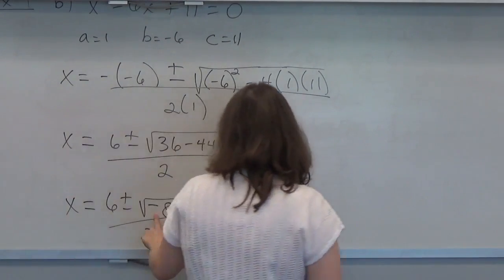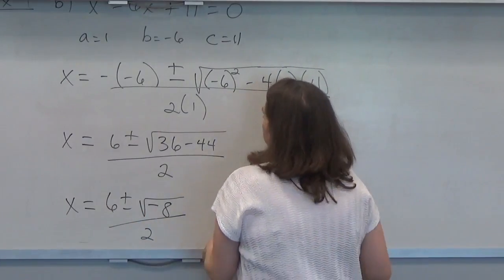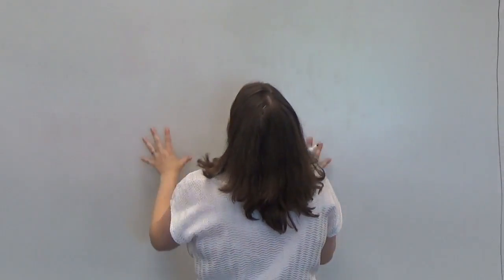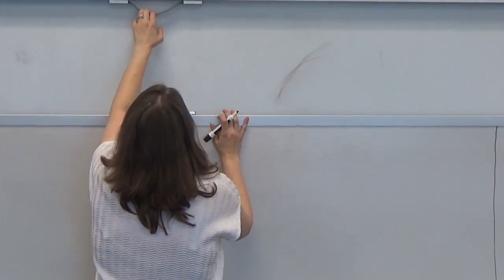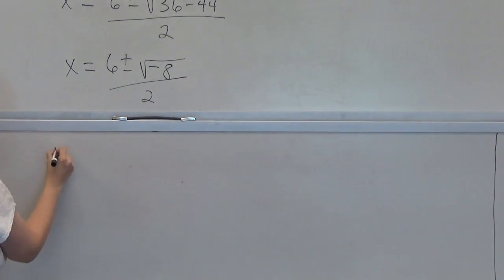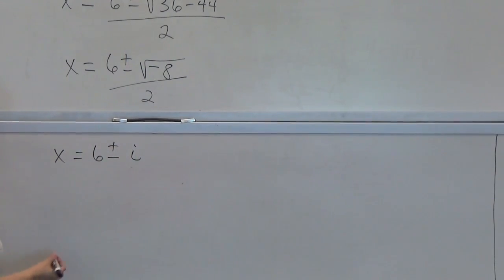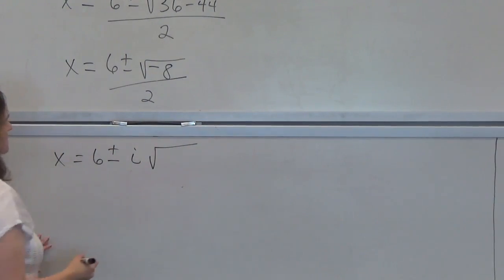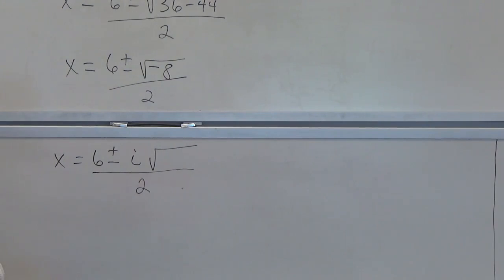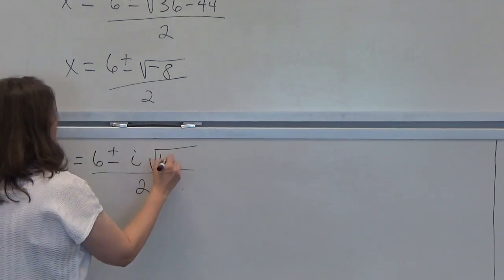I know the negative I can write by just putting the i on the outside. So we have x equals 6 plus or minus i comes out. And then how can we write the 8? Let's go ahead and put the 2 down there so we don't forget it. How can we write 8 so that there's a perfect square that I can remove? Well, I can write 8 as 4 times 2.